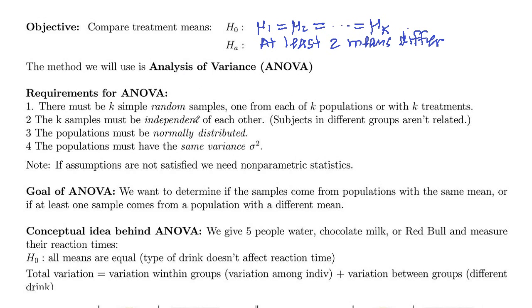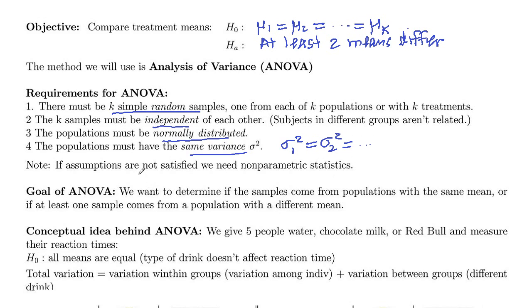Here are the requirements for an ANOVA. We need to have k simple random samples to start with. So that would be one from each population or one from each treatment. The samples need to be independent of each other, so subjects in one group should not affect or be related to subjects in another group. Populations need to be normally distributed, all your populations. And we're going to assume that the populations all have the same variance, sigma squared. So sigma 1 squared equals sigma 2 squared, etc.